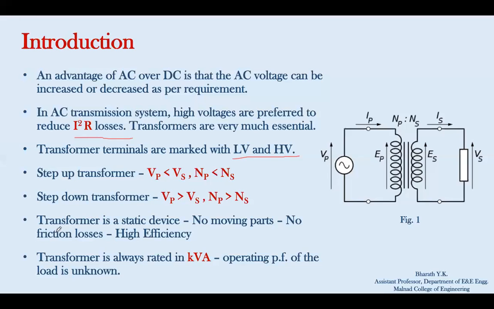Next, transformer is a static device. It doesn't consist of any moving parts, but during practical operation, it vibrates a little bit, because of which you may hear a humming sound. This is because of magnetostriction. But otherwise, generally speaking, transformer is a static device. Hence, there will not be any losses occurring due to friction. Because of this, the efficiency of the transformer will be very high, normally greater than 95%.